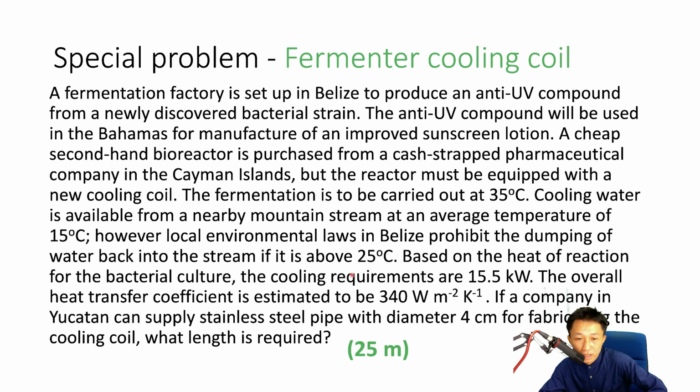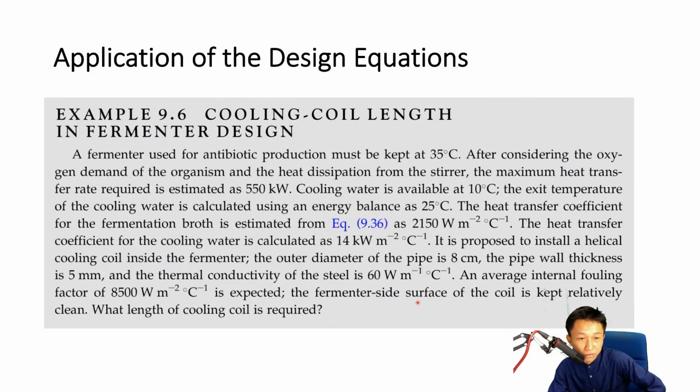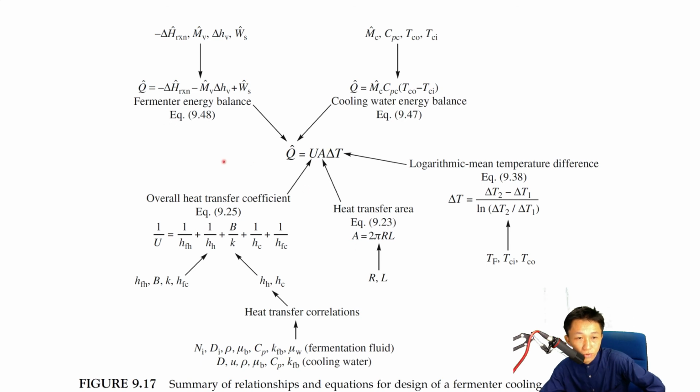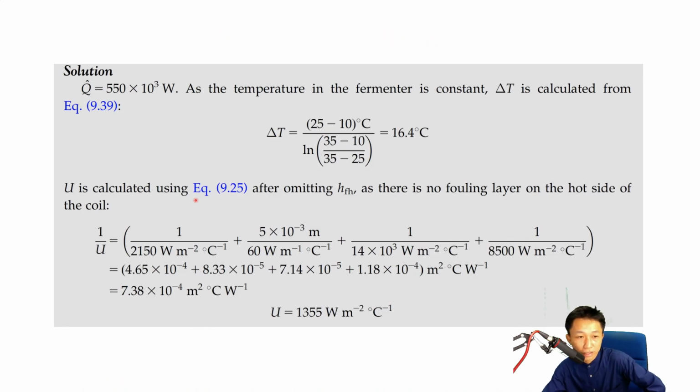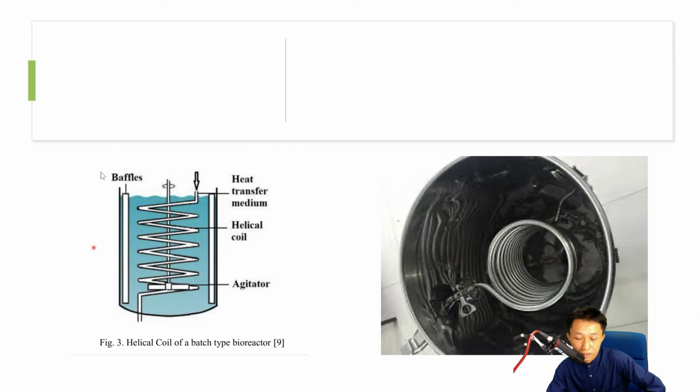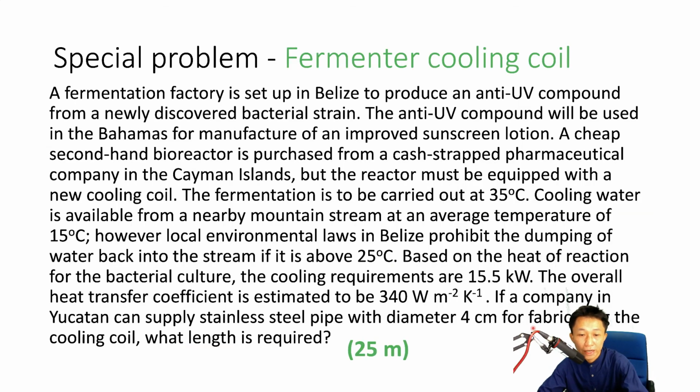This is your heat required. This one, overall heat transfer, this one is overall. You don't need to calculate everything. This one is overall already, overall heat transfer coefficient. This one is U. Okay, you don't need to calculate this one. This one is also U. Okay, what is the length required? So your answer is 25. So you can have a look at it and then you work on it.